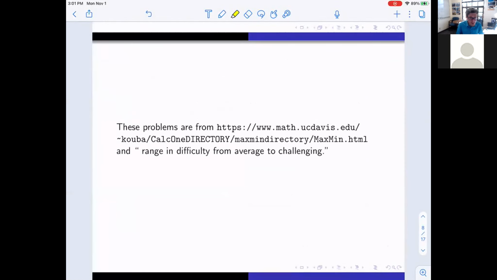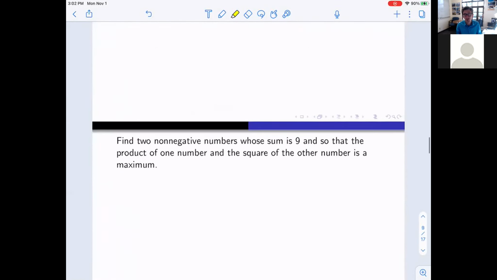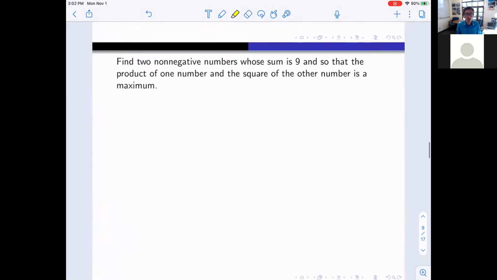And I just Googled and I found this beautiful collection of calculus problems on a website at UC Davis. And these problems, if you just Google optimization problems UC Davis, they'll come right up. But these have full written solutions as well on the website. And so I'm happy to present some of these solutions because the solutions are already out there. And so let's just start with this first one.